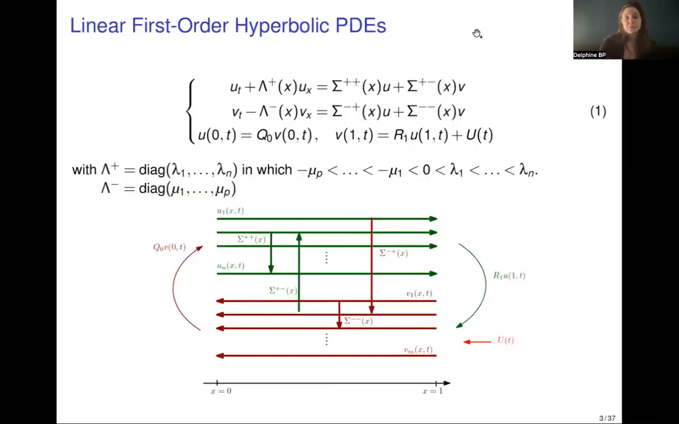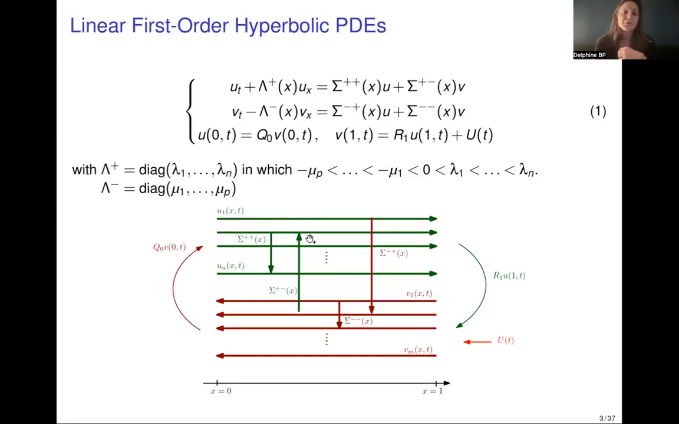In terms of equations, here is a system that we're going to be interested in during this presentation. All of you already know it. We consider u and v, two vectors of distributed variables: u(x,t) takes values in R^m, and v(x,t) takes values in R^p, for instance. u is a quantity pictured in green on the bottom, which travels from the left to the right, from x equals 0 to x equals 1.